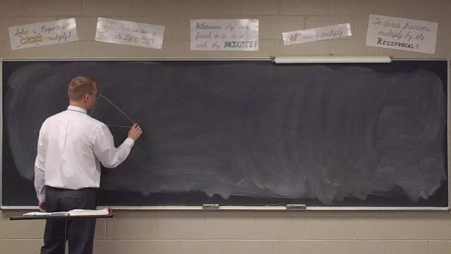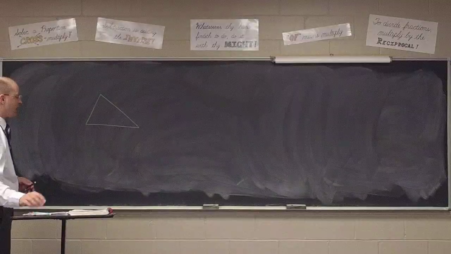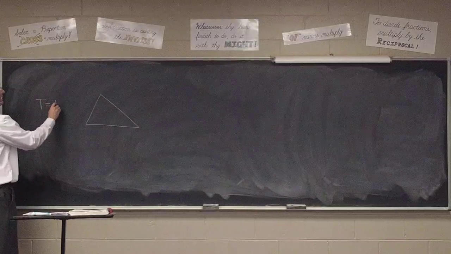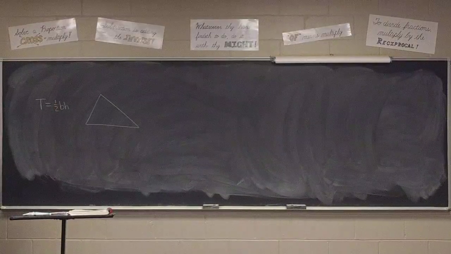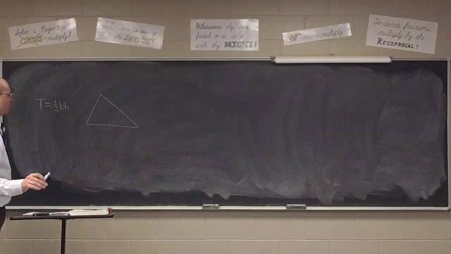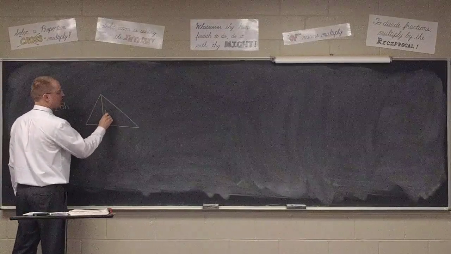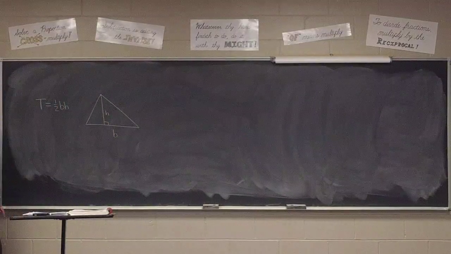Consider any triangle for just a moment. We want to prove that the area, if you would write this by the way at the end of the theorem, that the area of the triangle T is equal to 1/2 the product of its base and its altitude. Here's the altitude of the triangle, here's the base of the triangle.